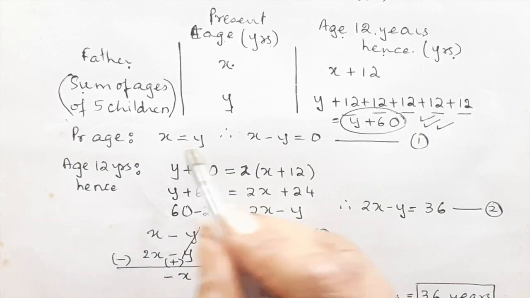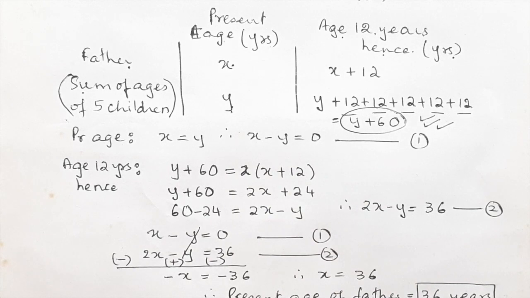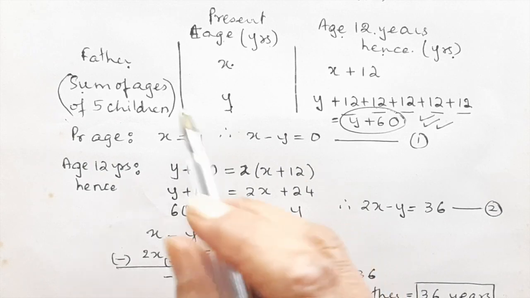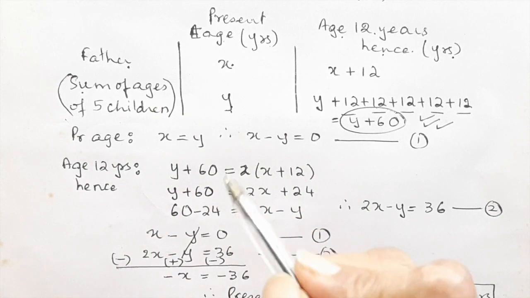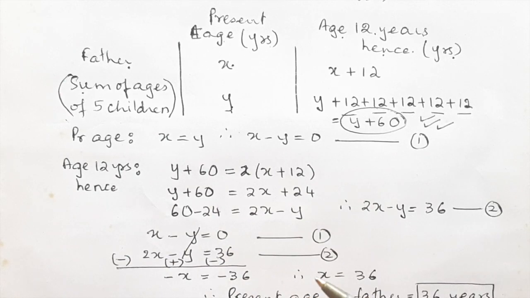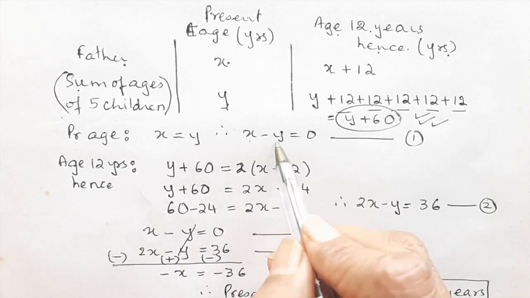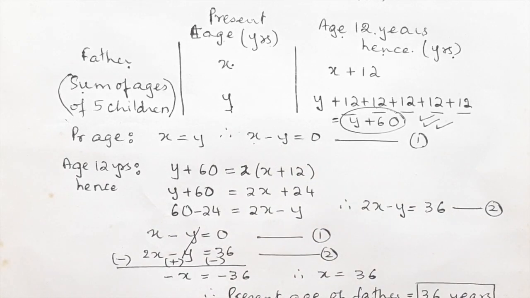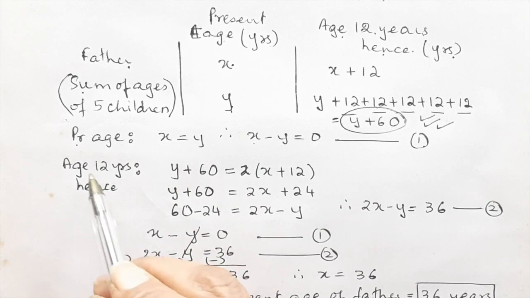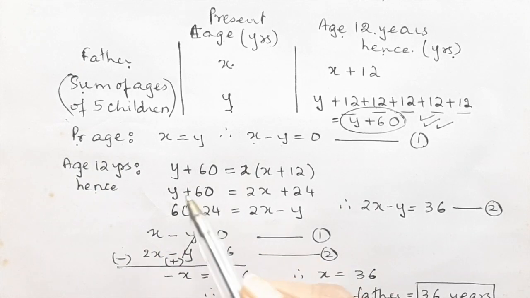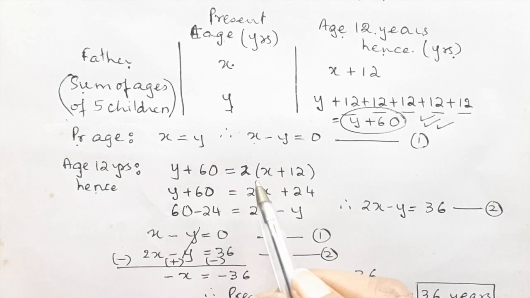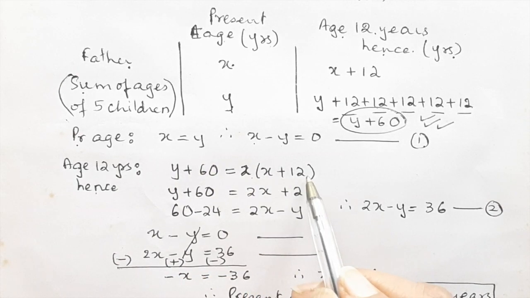Now, our first line of the question, go back and check. It says that the age of the father is equal to the sum of ages of 5 children at present. So x is equal to y. But if it's a simultaneous equation, we can write it as x minus y equal to 0, and we call it as equation number 1. That is the present age. But age 12 years hence, the sum of all the children is going to be so big, it is going to be twice the father's age.